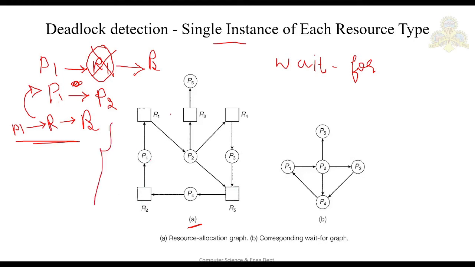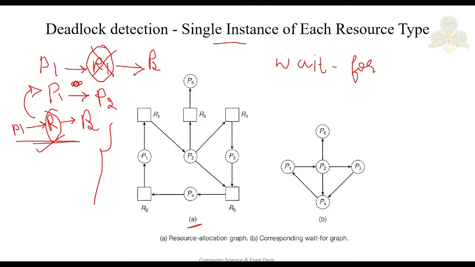Now you have to remove all the resources such that this condition is true. That means there should be two edges: from a process the edge should go to a resource, and from that resource it should go to a process. If this situation is present, then only you can remove that particular resource and have a direct edge between the two processes, which will result in your wait-for graph.